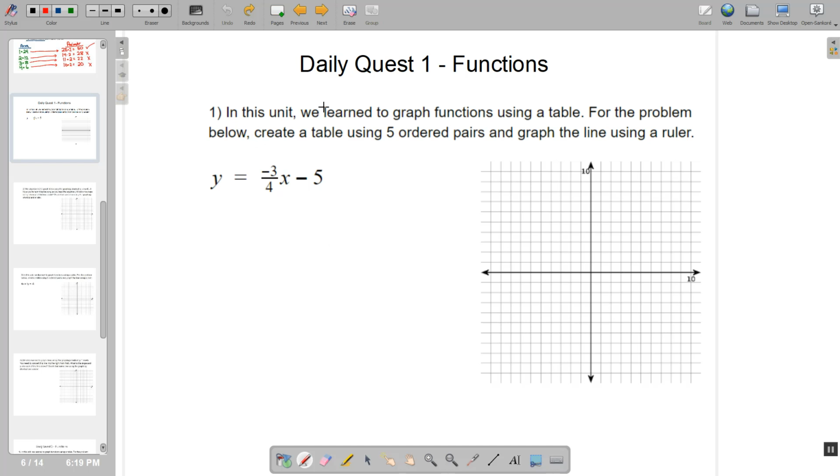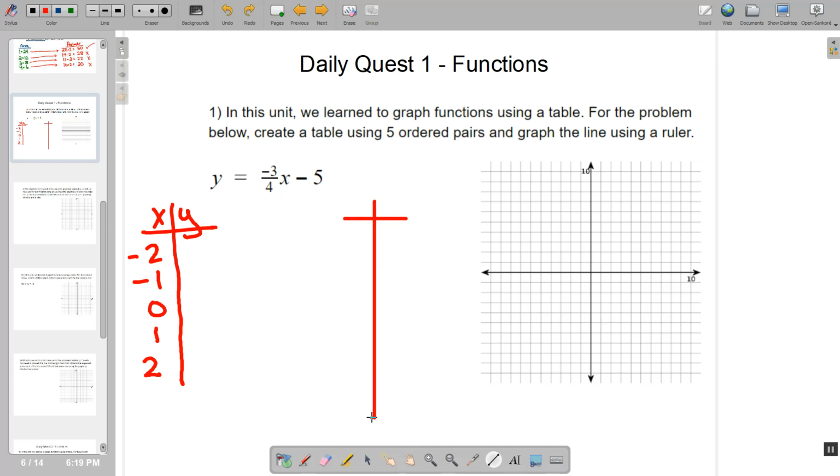So, in this unit, we learned to graph functions using a table. For the problem below, create a table using 5 ordered pairs and graph the line using a ruler. Now, there are 2 ways to make this table. The first way is using my 5 values of x, which is -2, -1, 0, 1, and 2. The other table that you can make is looking at the denominator of our fraction, which in this case is 4, and then you make the table by going -8, -4, 0, 4, and 8.